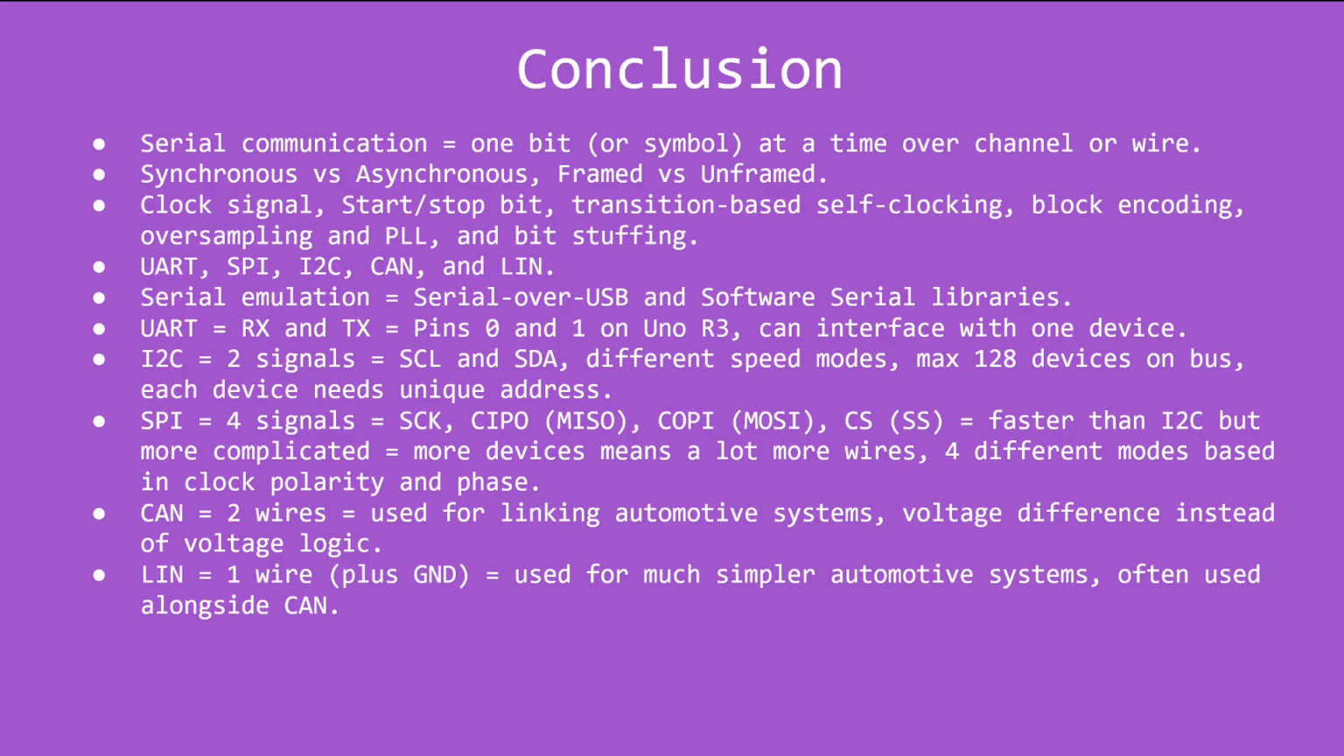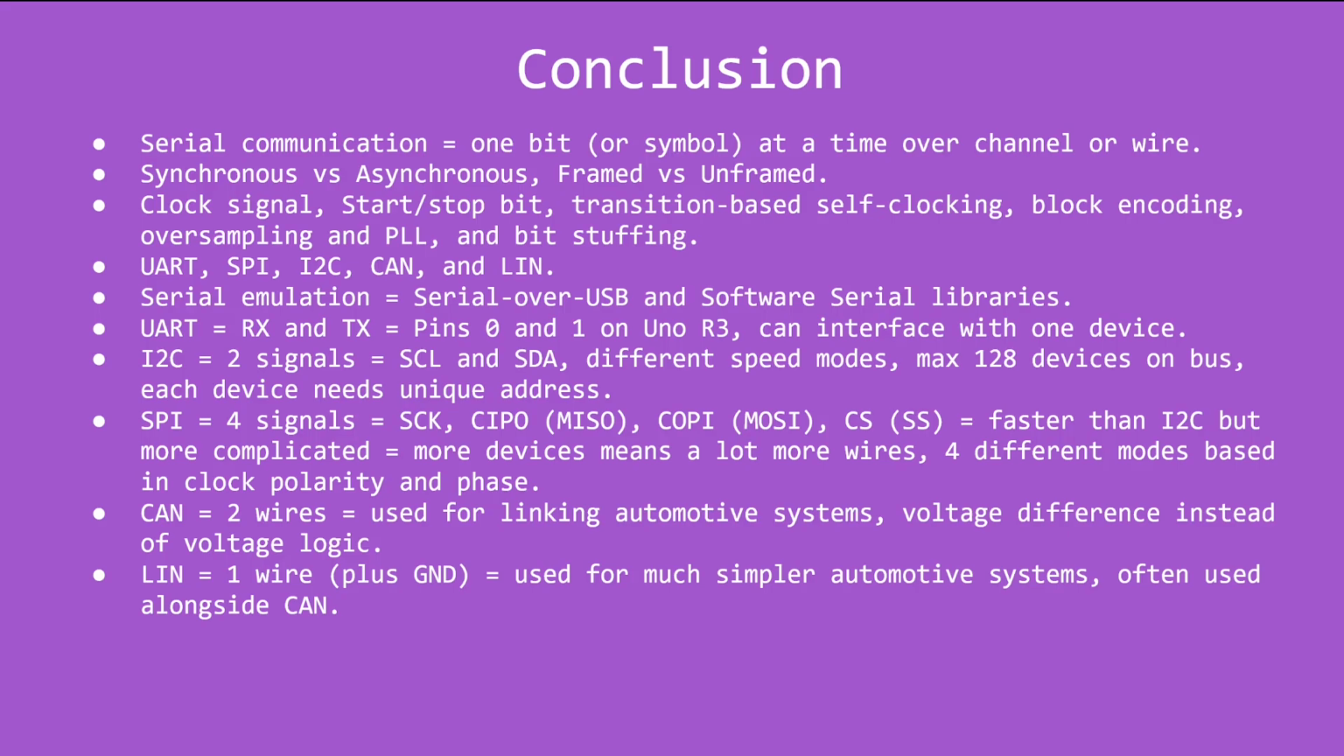UART, SPI, I2C, CAN, and LIN, we all talked about those in depth. We talked about serial emulation, like serial over USB, and the software serial libraries. UART is just two main wires, send and receive, and pins 0 and 1 on the Rev3, but you can only interface with one device. I2C is two signals, data and clock. There's different speed modes. In theory, you can have 128 devices on a bus. In practice, it'll be a lot less. Each device needs a unique address, though.